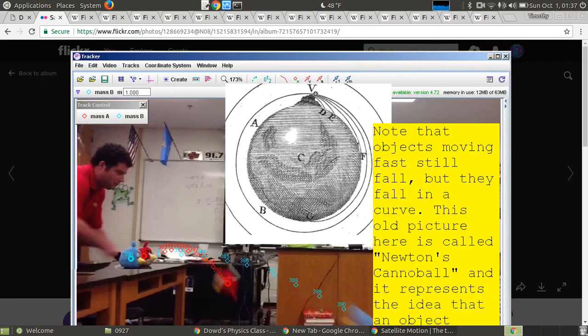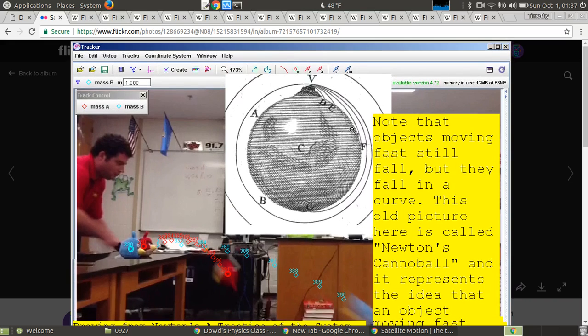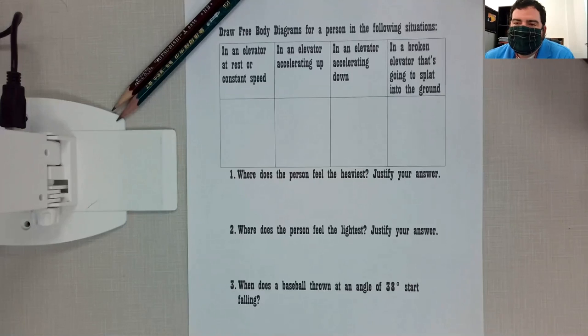So to make an object orbit, you have to make it go very, very fast, thousands of meters per second. But if you go that fast, it will continue to fall while moving around the Earth. So now that we've established that something in orbit is falling, let's try to link this falling motion to somebody feeling weightless. The easiest way to do that is to think about the free body diagrams for somebody in an elevator that's moving with different accelerations.